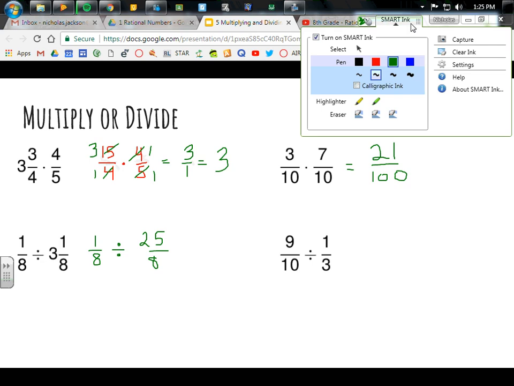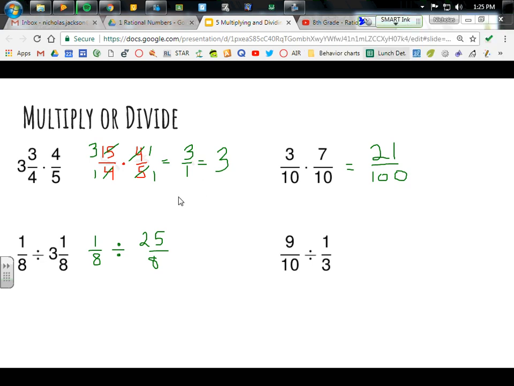All right, so if we go through keep, change, flip, we keep 1/8, we change division, we flip 25/8 to 8/25. At this point, we can simplify. 8 and 8 can simplify. So we have 1 times 1 and 1 times 25. So 1/25 is our answer.